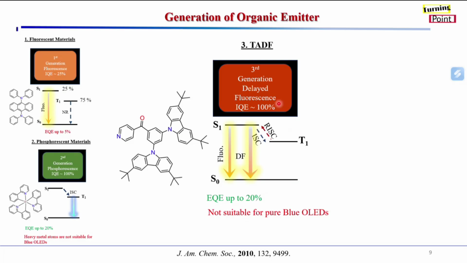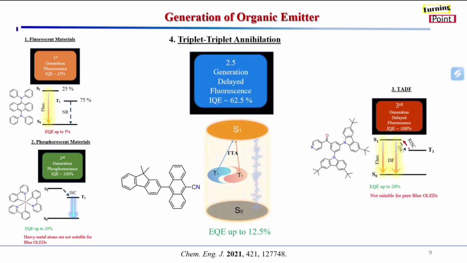And also the designing of the TADF molecule is not too easy because the energy gap between the T1 and S1 state is too low, around 0.02 electron volt. Therefore, the 2.5 generation emitter, which is based on the triplet annihilation process, has been explored.